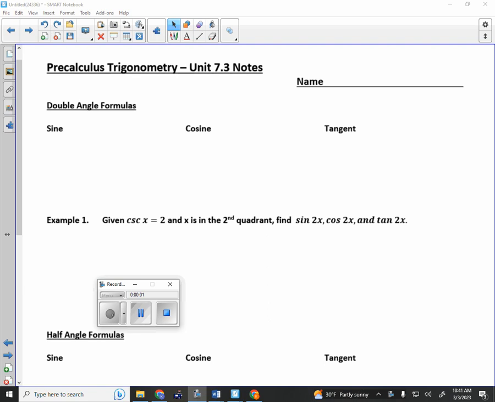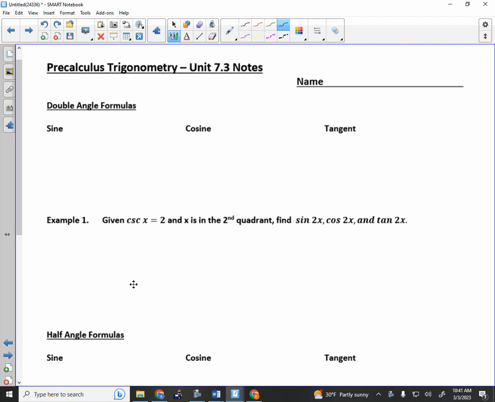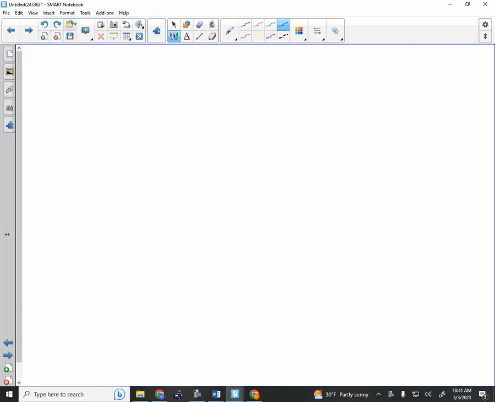And so we start here. The first one is a double angle formula. It really comes from this. I'm just going to write this out. You don't have to write this down, I just want to show you where it comes from. Sine of A plus B.